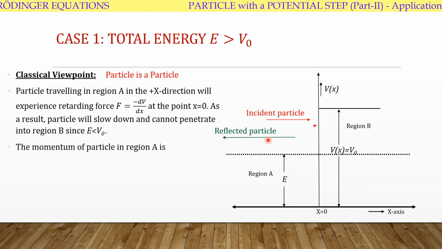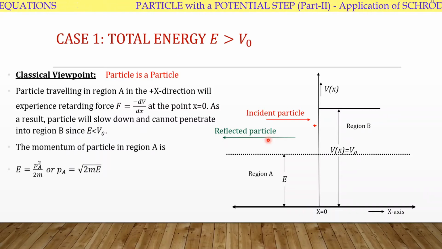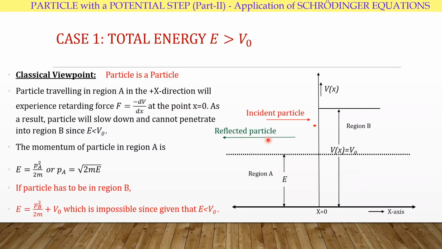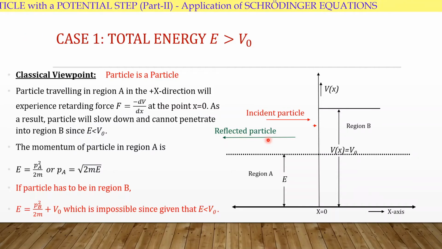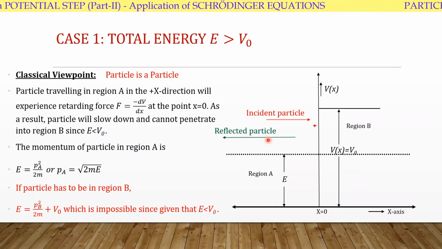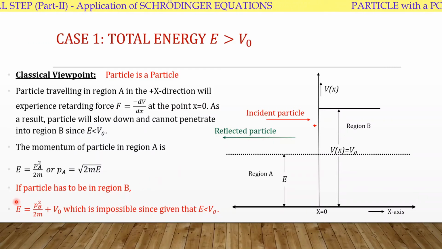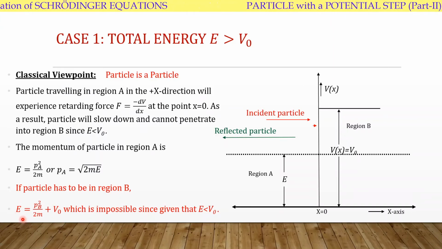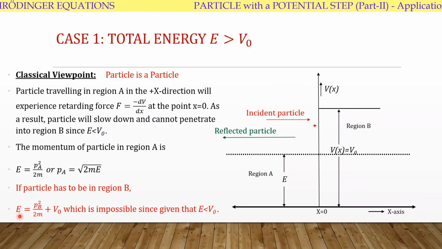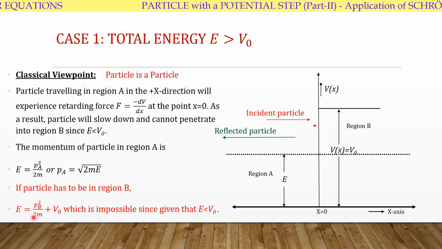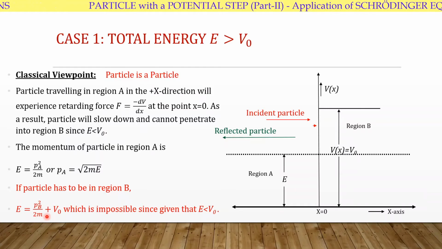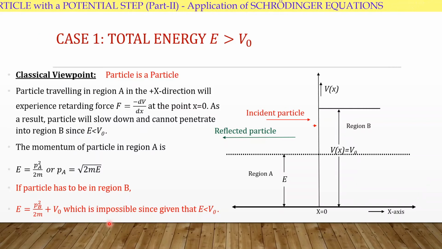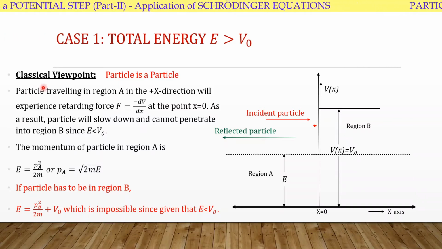Momentum of the particle can be written from the energy of the particle, and it becomes the square root of 2mE. And since the particle is not in the region B as suggested by classical mechanics, this is an impossible situation which is written here in this equation. It says that the energy of the particle, if it has to be in region B, must be this amount plus V naught, which is quite impossible. So we will not discuss this case in classical mechanics.